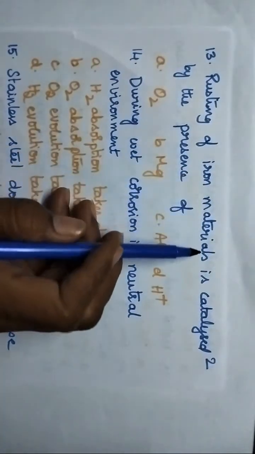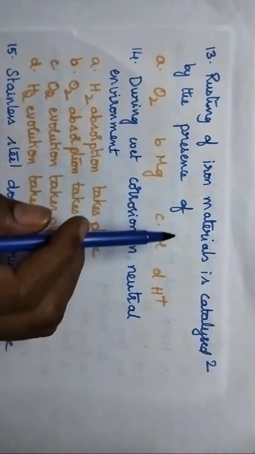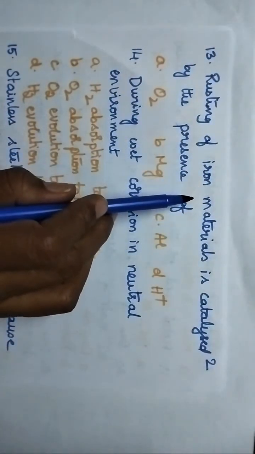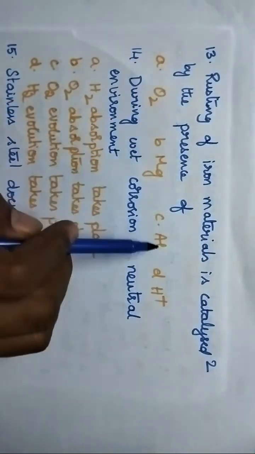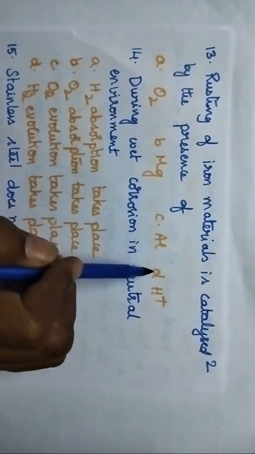Rusting of iron materials is catalyzed by the presence of. So, especially rusting of iron can be increased by the presence of which of the following? A, oxygen, B, magnesium, C, aluminium, D, H+. Think logically and then answer. Rusting of iron increases in the presence of oxygen, magnesium, aluminium or H+ ions.